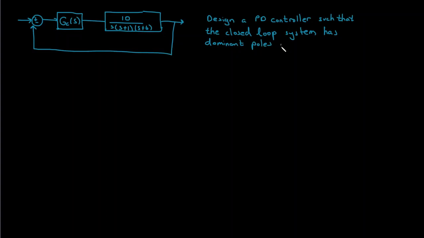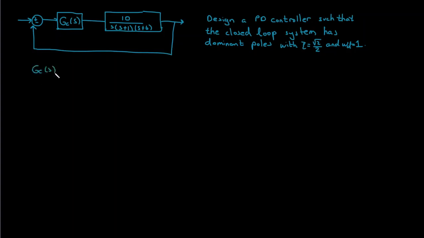with psi equals square root of 2 over 2 and omega d equals 1 radian per second. And so what we would like to do is to find the coefficients of a PD controller. So let's start writing down the coefficients of a PD controller, right?